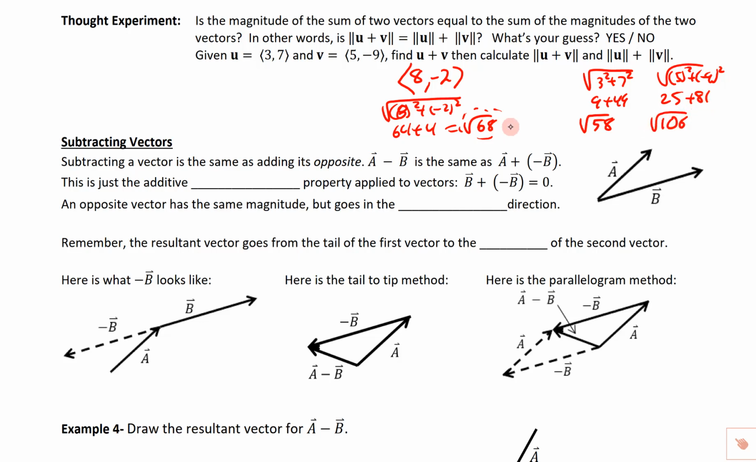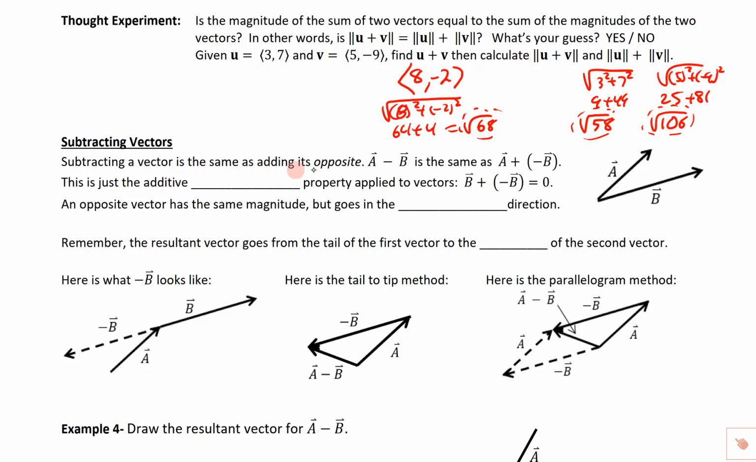So if you want to check, I think you can see there's no way that this would work out. This would be the square root of 68. This is the square root of 58, so just a little bit less than that. And this is gigantic, okay? So there's no way that when we combine those together that we end up with the same result as just adding the magnitudes. Okay, let's talk about subtracting vectors.